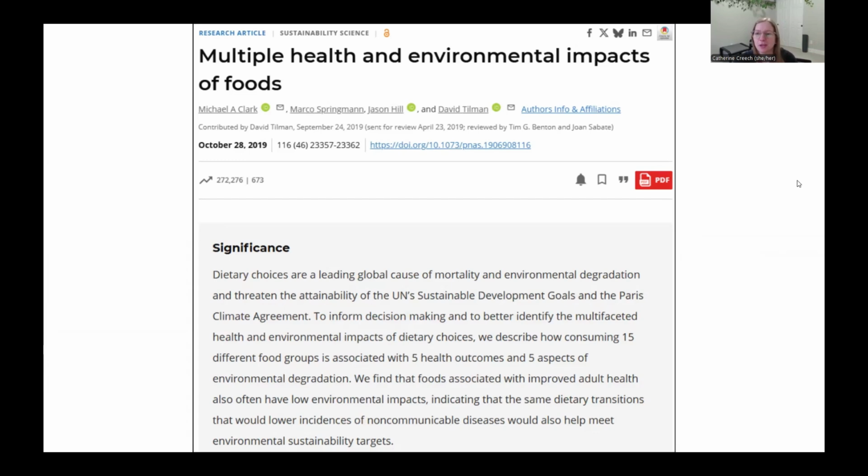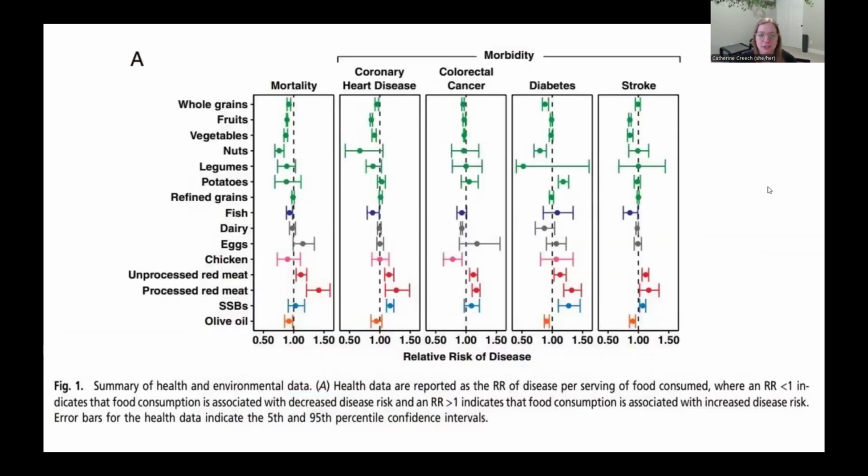It's really cool. But I want to go over the results because it links directly to what we've been talking about with climate change and loss of biodiversity. So here first, we have an overview of the food types and our health outcomes. The first health outcome is mortality, that is death rate. And then we have 4 aspects of morbidity, which is like illness. We have coronary heart disease, colorectal cancer, diabetes, and stroke.